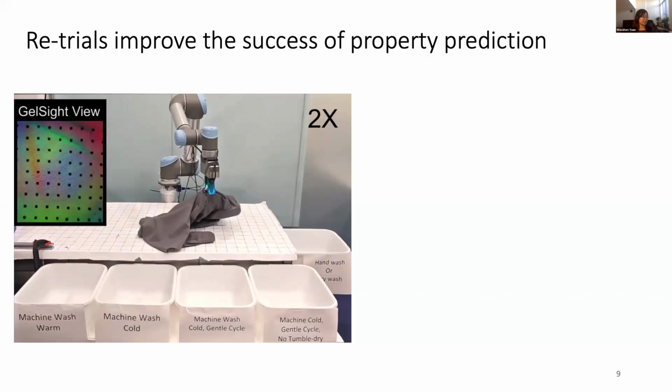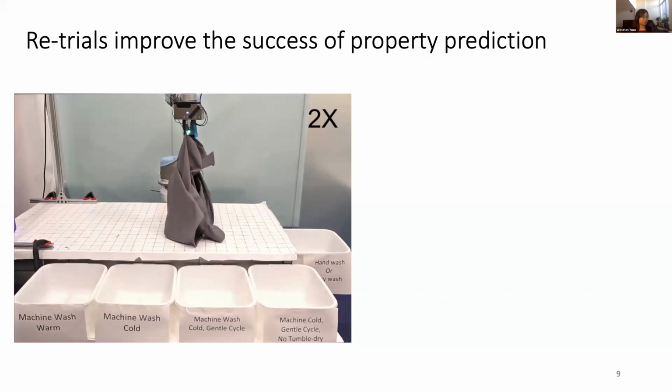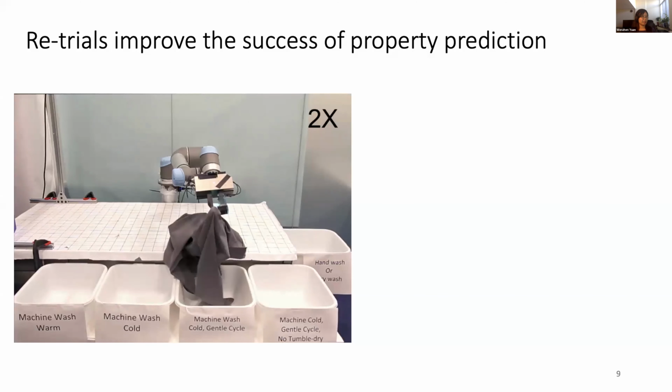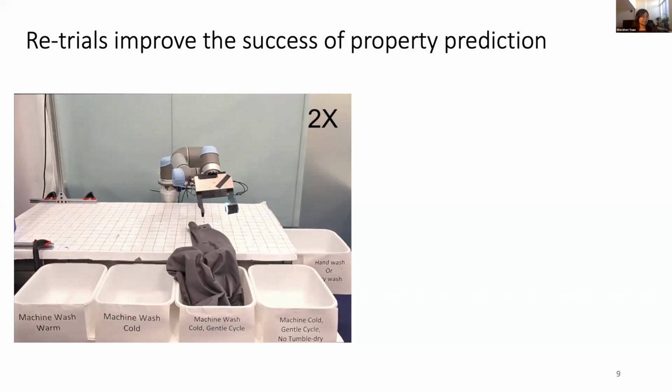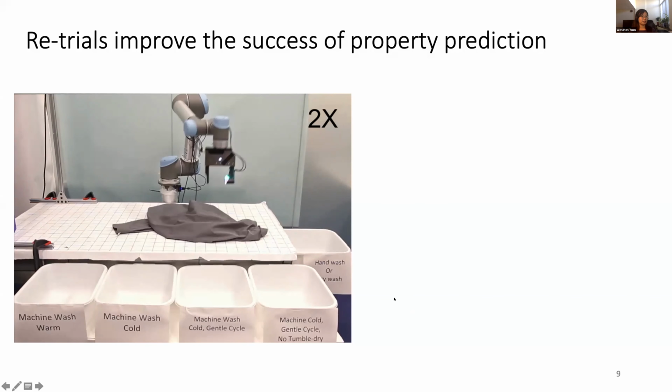And this time the data is very clear for the neural network, and the robots can confidently predict the properties of the objects. And here we actually ask the robot to do a little task for the household, which is to put the clothes into different baskets related to how to wash this piece of cloth, and the robot makes the right choice.